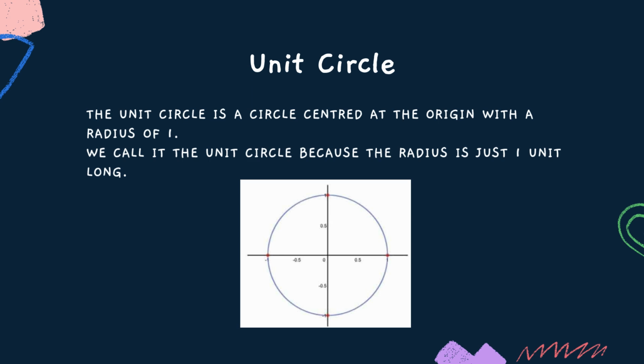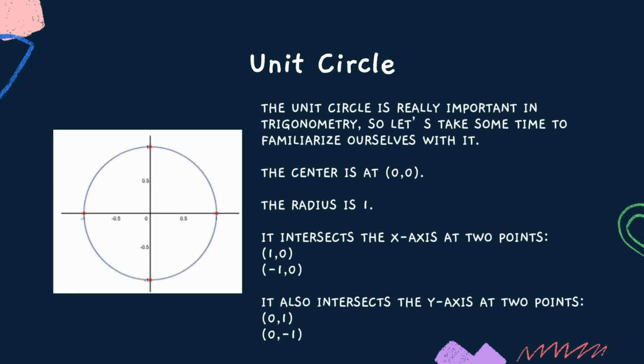The unit circle is a circle centered at the origin with a radius of 1. We call it the unit circle because the radius is just 1 unit long. The unit circle is really important in trigonometry, so let's take some time to familiarize ourselves with it. The center is at (0, 0). The radius is 1. It intersects the x-axis at 2 points: (1, 0) and (-1, 0).